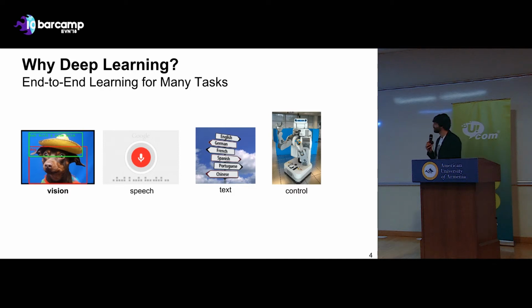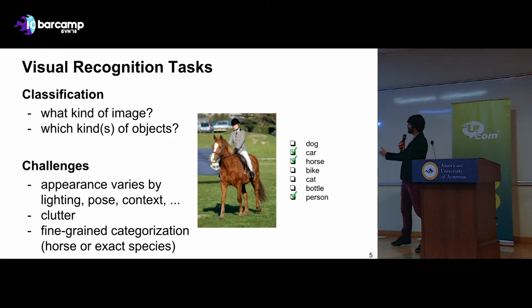And I'll begin by introducing some visual recognition tasks. One of the most fundamental is classification. So we have an image that comes in, and we want to know either what kind of image it is, like if it's outside or inside, and what the contents of the image are. So in this case, we'd want to know that there are cars, a horse, and a person. And this is challenging because there's just so much variety in the world, right? We're very good at this as humans, but machines have to learn this from nothing. And the lighting can be different. People can take different poses with their bodies. There might be lots of other things in the scene. Or we might want to know very specific things, like not just that there's a horse here, but the exact species of horse.